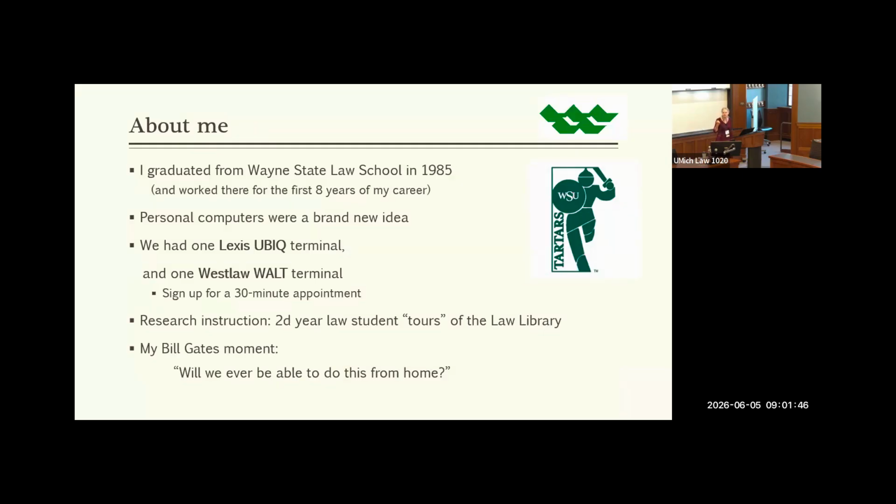So in 1985, personal computers were a brand new idea. We had one Lexus terminal and one Westlaw terminal. It was a terminal. You had to dial up the mainframe computer in Ohio and Minnesota. You had to sign up for a 30-minute appointment, and that's all you got. The second-year law students gave tours of the library, which is how we learned research. And they're law students. They make stuff up.